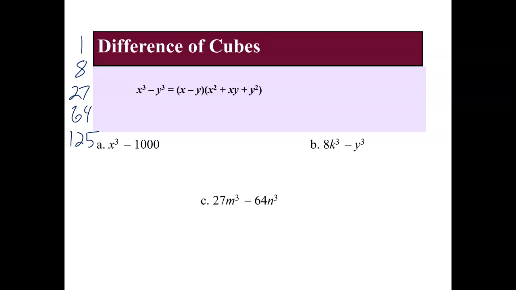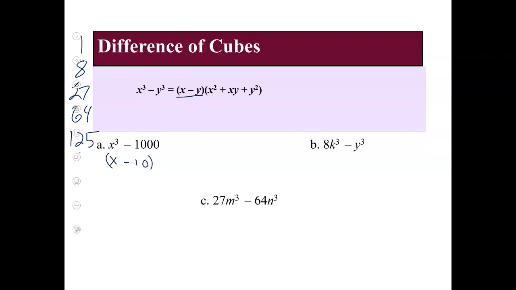Start by cube rooting your first and last term. So what's the cube root of x to the third? X. What's the cube root of 1,000? 10. So we're going to start with those two terms. Okay? We're going to match the sign that we have. Difference of cubes, subtraction, subtraction. That's the first part right there.